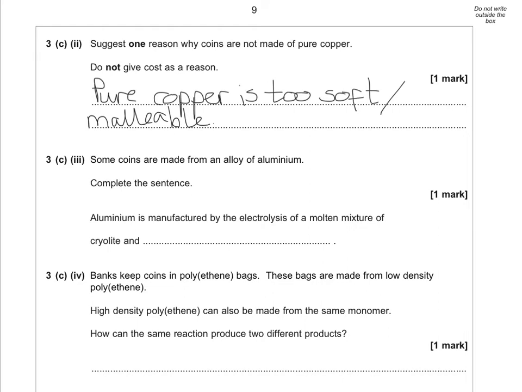Question 3C3. Some coins are made from an alloy of aluminium. Complete the sentence. Aluminium is manufactured by the electrolysis of a molten mixture of cryolite and aluminium oxide is the word that's missing there.